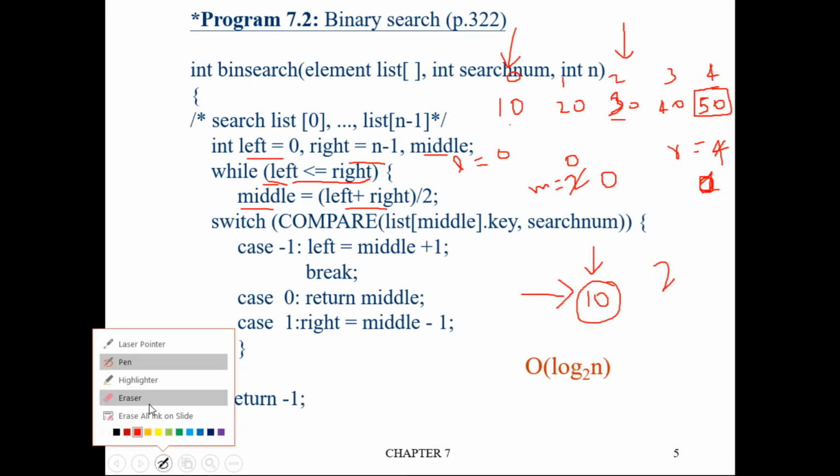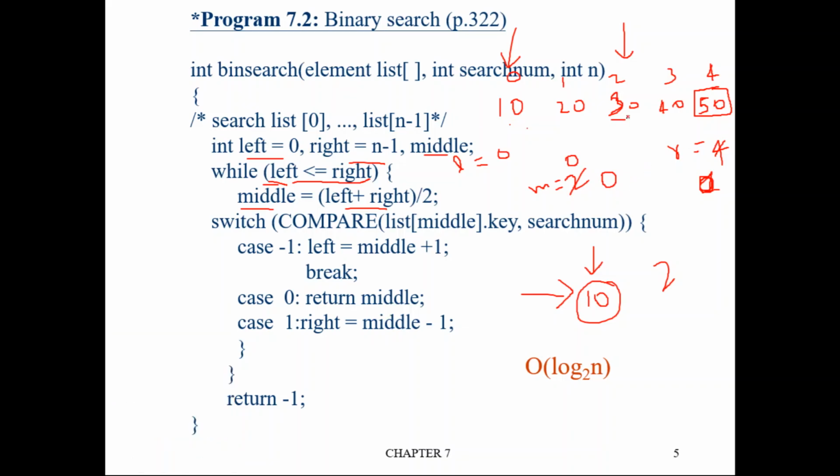Now if instead of 10 you want to find 2, it is not matching. Then it means it is to the left of the list, so right should be updated. Right will become M minus 1. M is already 0, so 0 minus 1, it will become minus 1. So minus 1 is less than left. As long as left is less than or equal to right, it will continue. Otherwise it will come out. So this is also one of the ways to find whether the number is in the list or not.